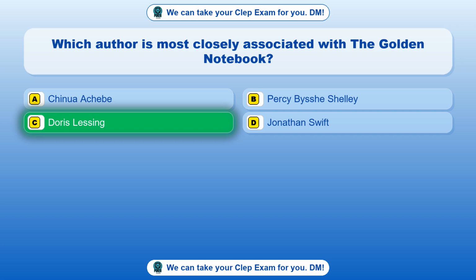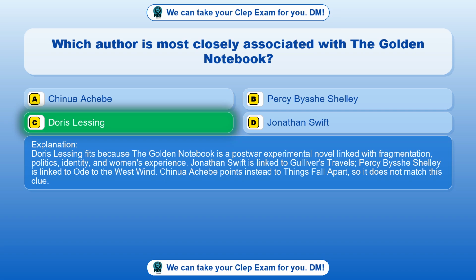Doris Lessing. Doris Lessing fits because The Golden Notebook is a post-war experimental novel linked with fragmentation, politics, identity, and women's experience. Jonathan Swift is linked to Gulliver's Travels. Percy Bysshe Shelley is linked to Ode to the West Wind. Chinua Achebe points instead to Things Fall Apart, so it does not match this clue.